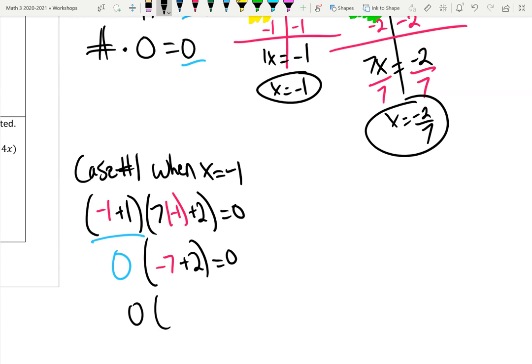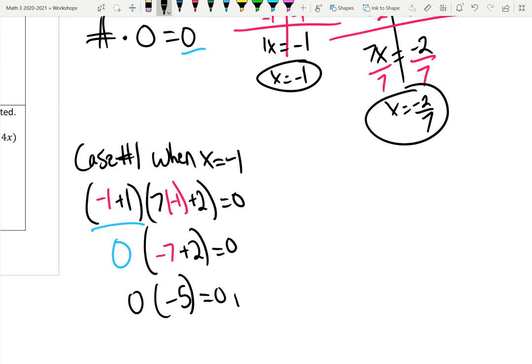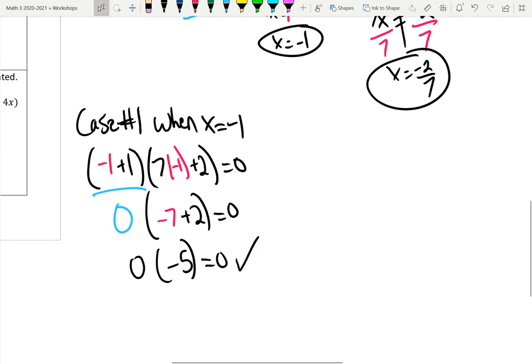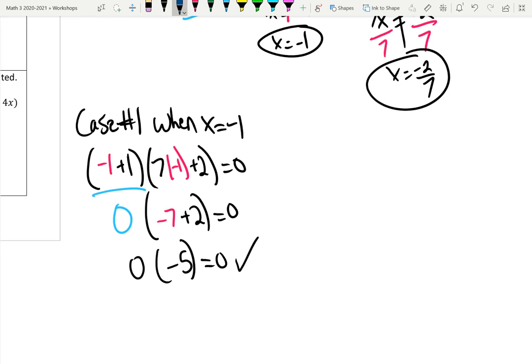I'm going to keep going for posterity's sake. Do we see that 0 times -5 is 0? I want you to see it. What did this answer do? When x is -1, what happens? The equation is balanced, making it a solution.